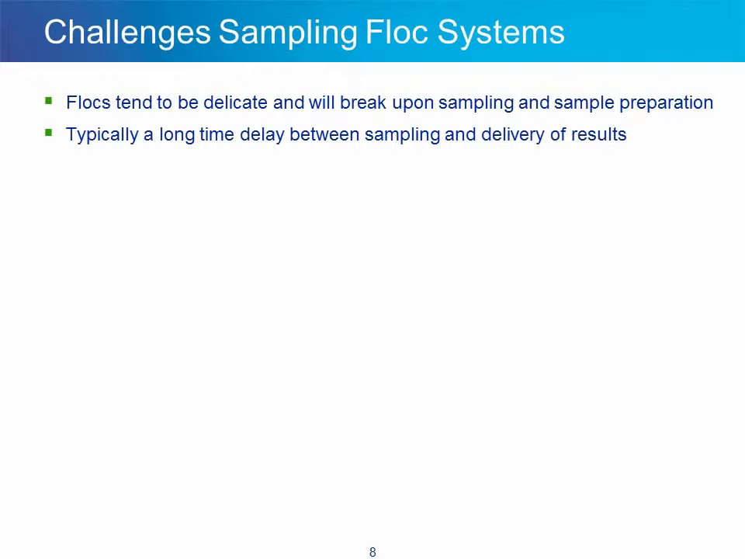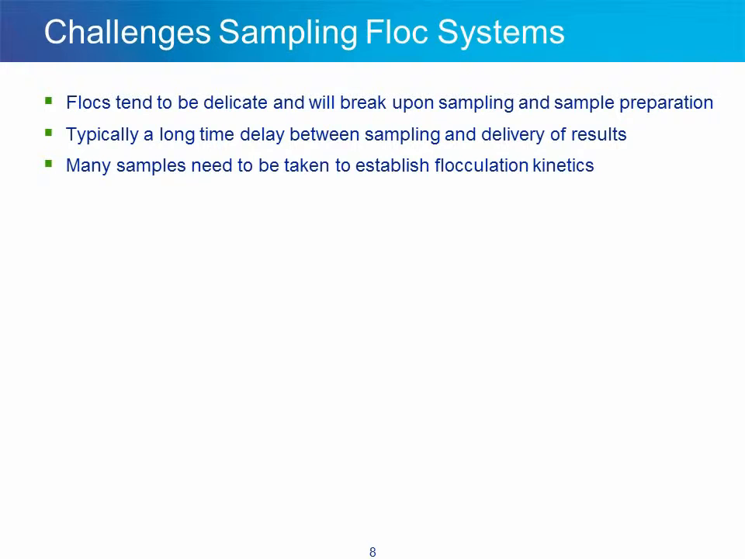Secondly, there can typically be a long time delay between sampling and delivery of results. Sometimes this is acceptable, but a lot of times, especially for fast-changing processes, it's necessary to get more real-time information or real-time feedback about how the flocs or the flocculation process is changing.